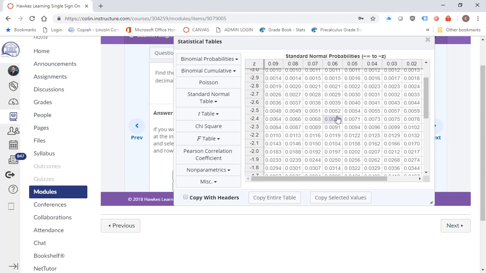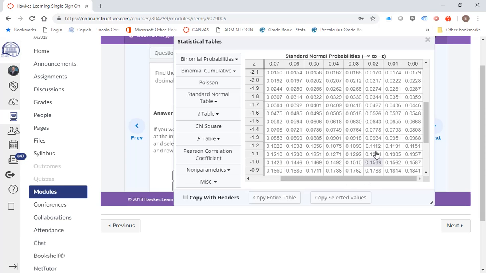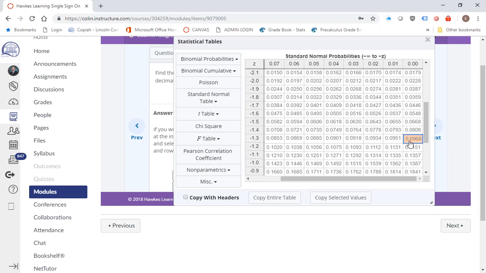So what are we looking for? 0.0968. So I need to scroll down, 0.0985. Let's see, we're making it closer than that. Look at that, 0.0968. So this is going to be the negative z value. But remember, I told you they're the same number, it's just that one of them's negative and one of them's positive. So this is negative 1.30.